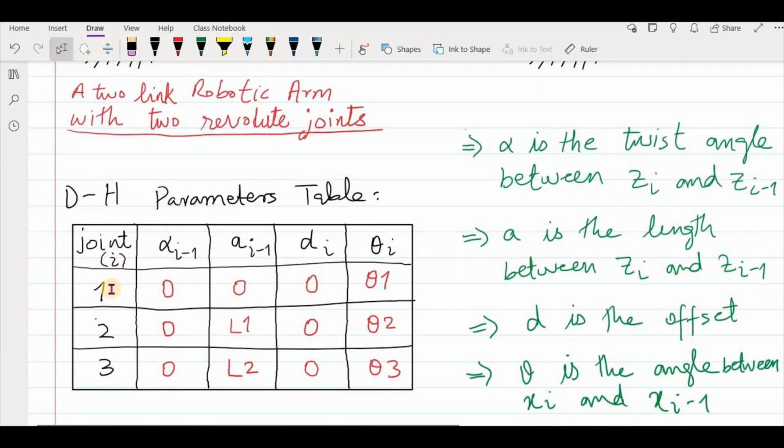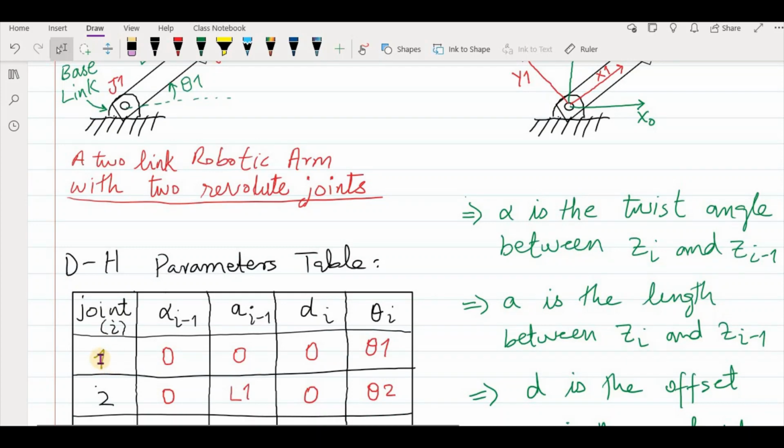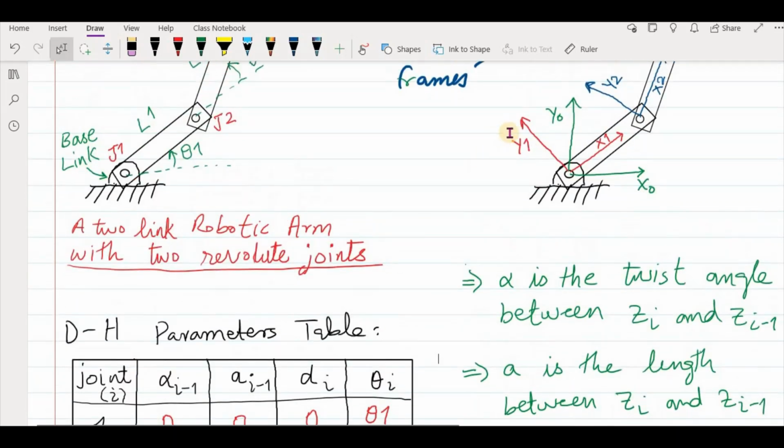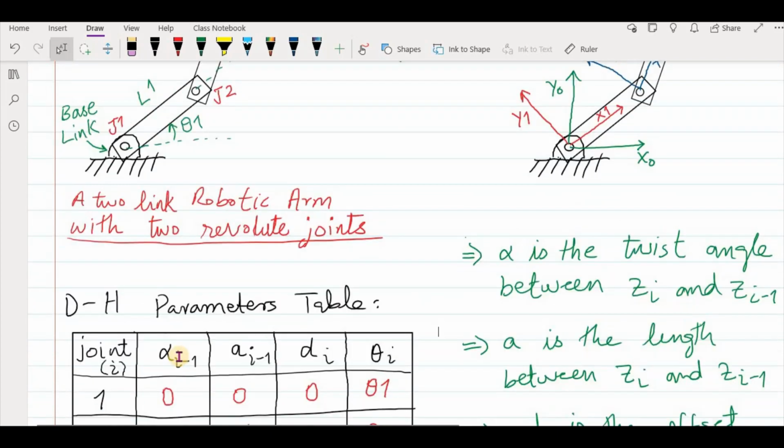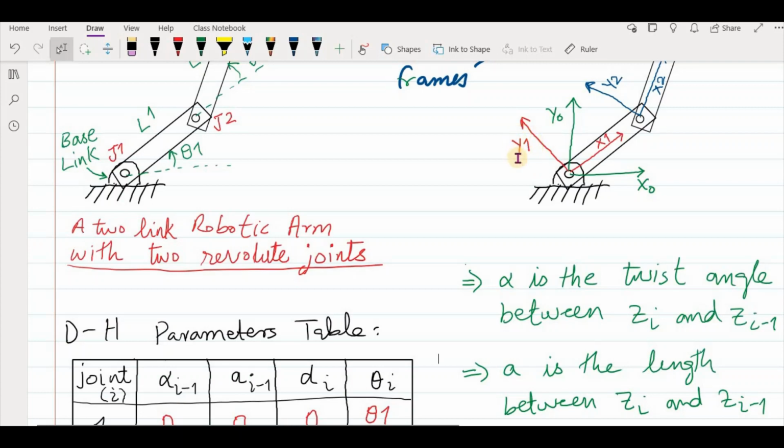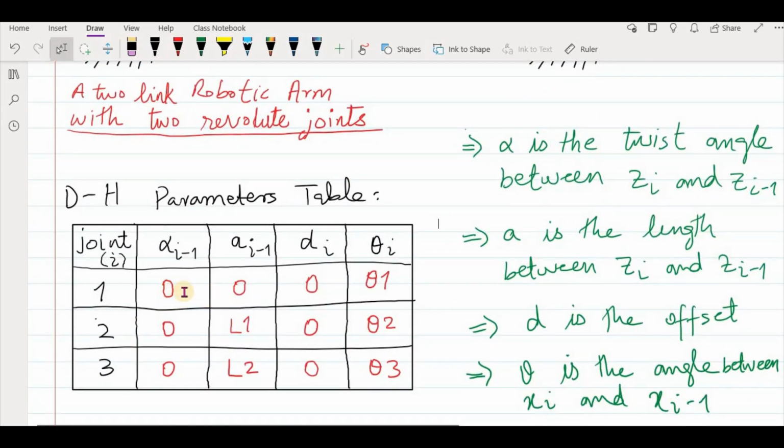So let's start with frame 1. Okay, so the DH parameters for frame 1: the alpha, which is the twist angle, can be calculated if you consider the twist angle between frame 1 and its previous frame, which is frame 0. As you can see, there is no twist angle. They both have the same origin. The only difference is that there's a rotation, but there is no twist there. So that's why alpha is 0 here.